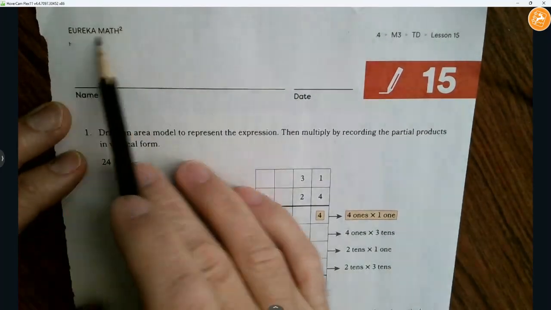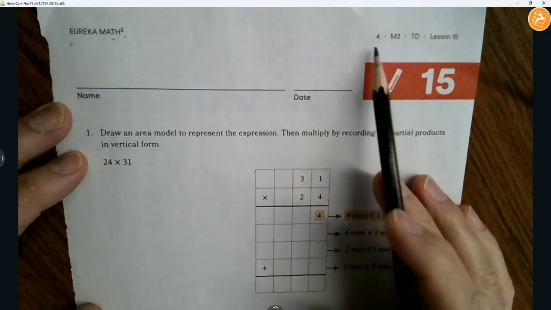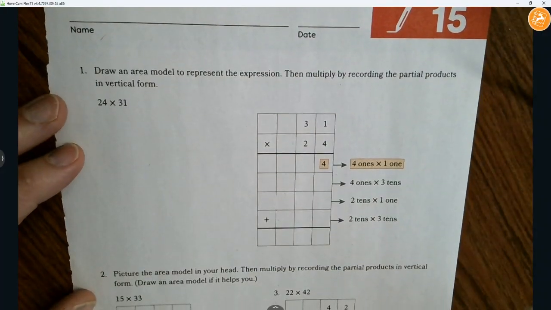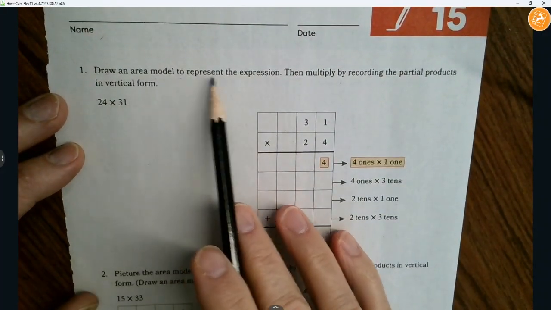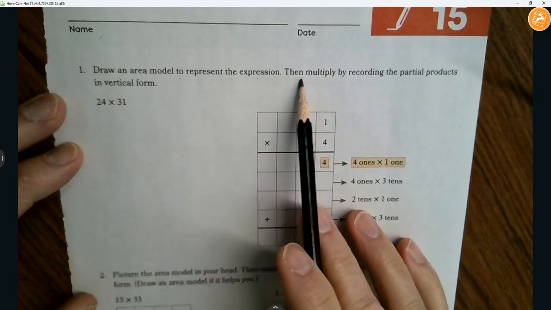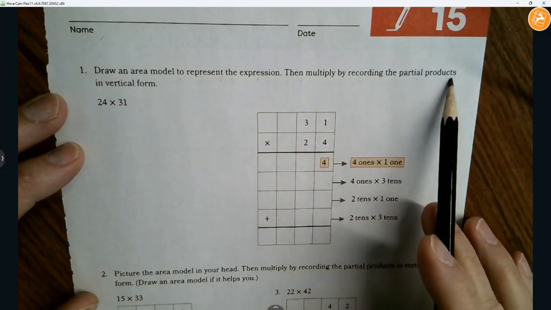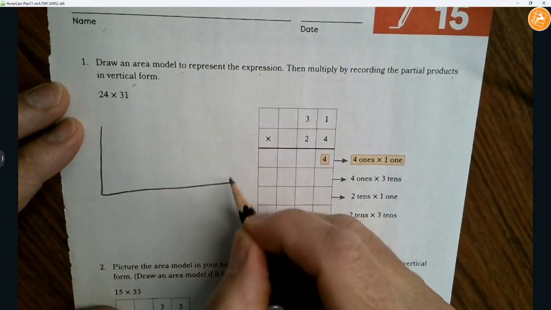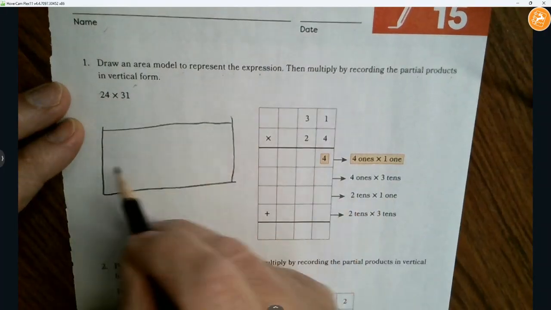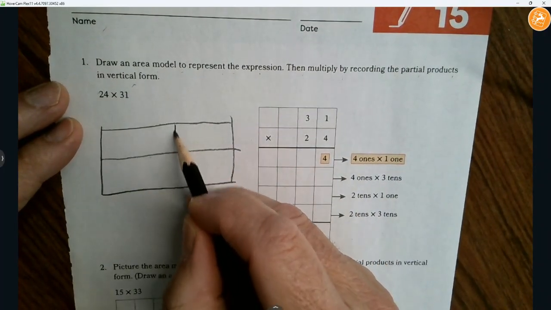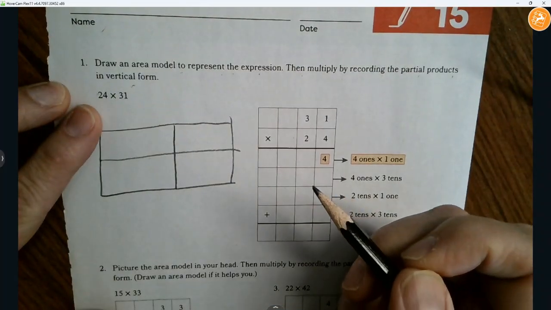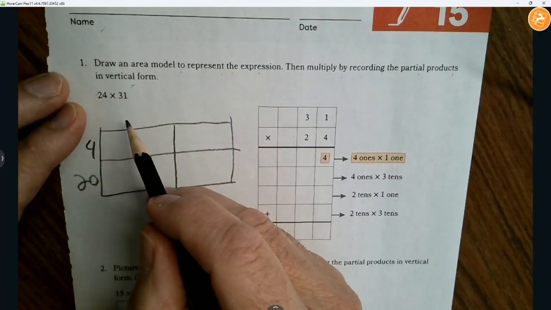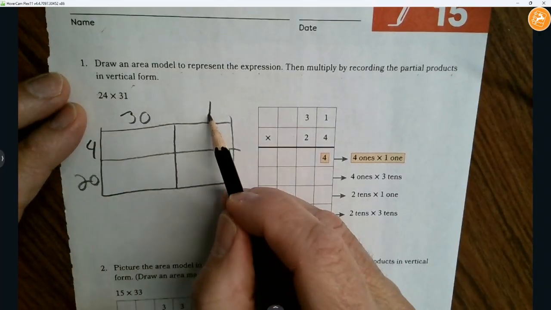All right, we're on Eureka Math Squared, fourth grade, Module 3, Lesson 15, homework help. So we have to draw an area model to represent the expression, then multiply by recording the partial products in vertical form. All right, so it wants our area model again. That's just a rectangle that we're going to break into 4 parts. So we're going to break the 24, 20 there, and the 4 there, and we're going to break the 31, 30 there, and 1 there.